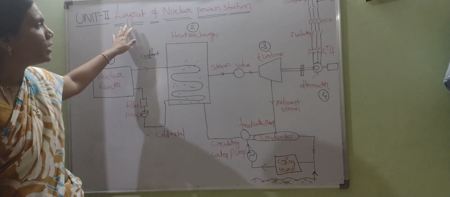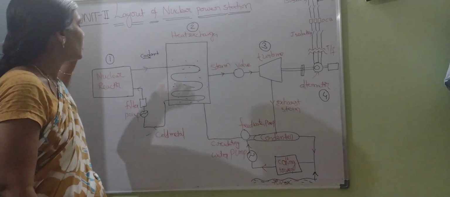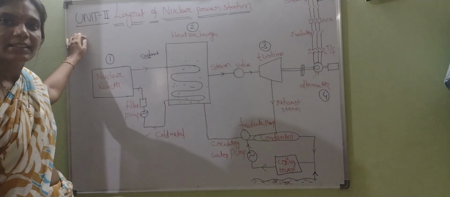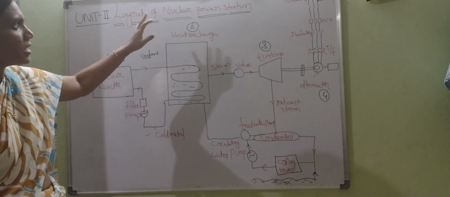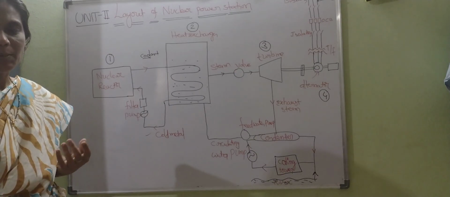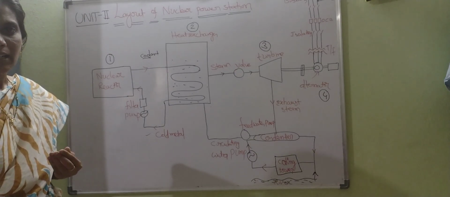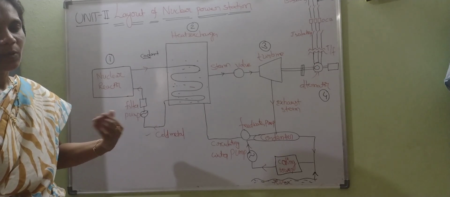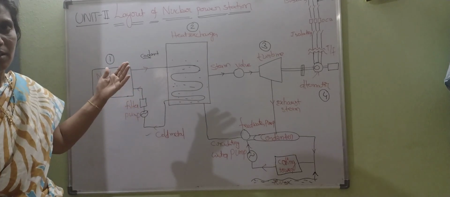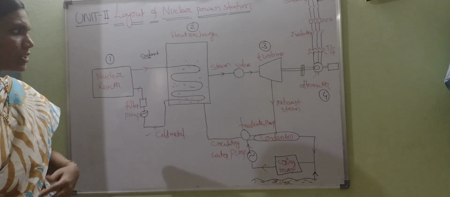Now, I would like to discuss the layout of the nuclear power station, which is coming under Unit 2. Already we have discussed the introduction part of nuclear power station: selection of site, some important definitions, fission, fusion, chain reaction, decay, and some more definitions before starting this topic, and the merits and demerits of nuclear power station.